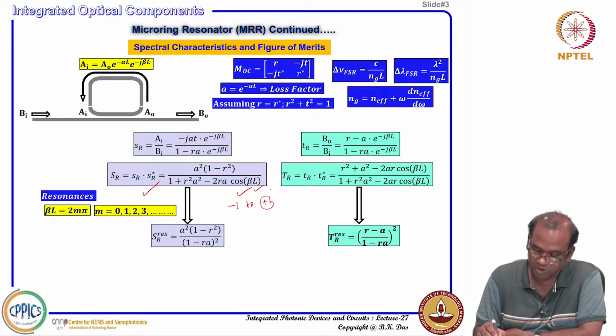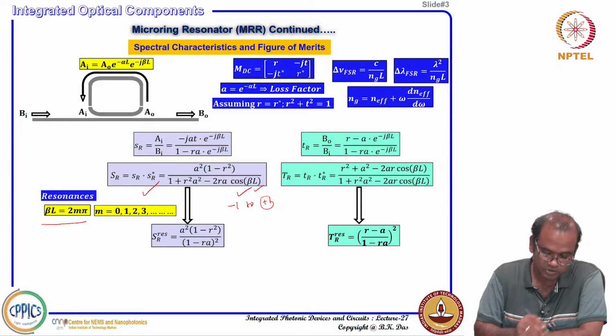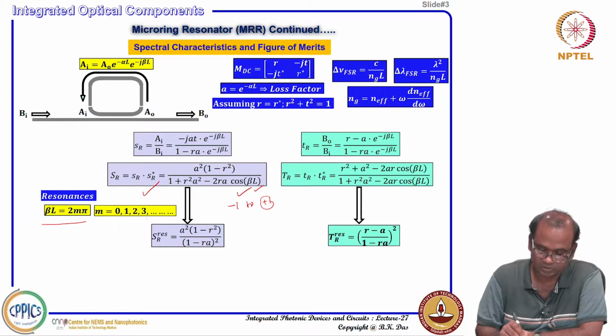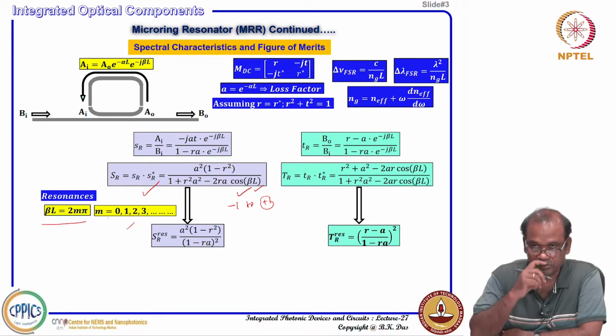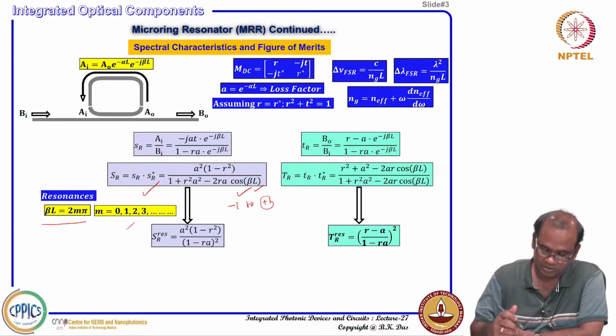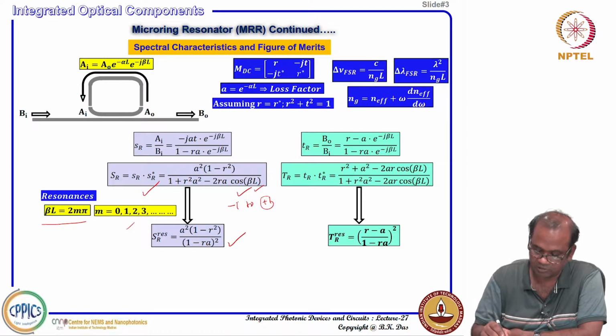In that case, if cos beta L is equal to 1, that means beta L has to be an integer multiple of 2 pi, where m is the integer 0, 1, 2, 3, 4, and so on. In this case it can start from 1. So, I can say that the power inside the cavity can be quantified by this expression when cos beta L equal to 1.